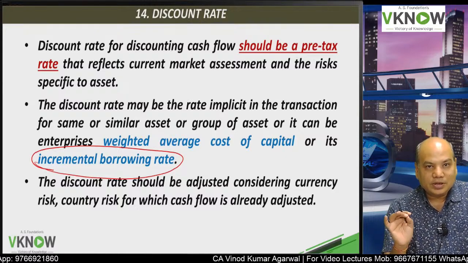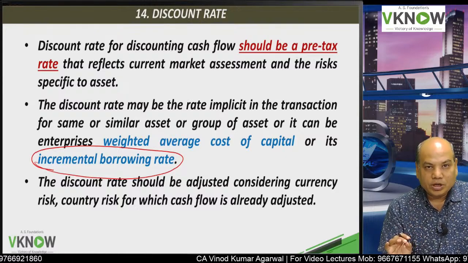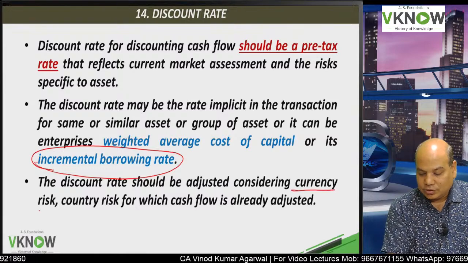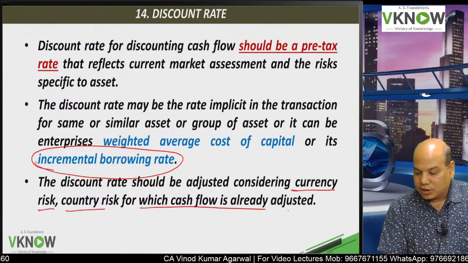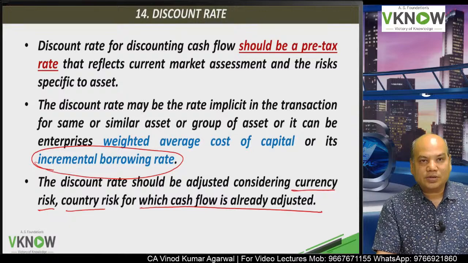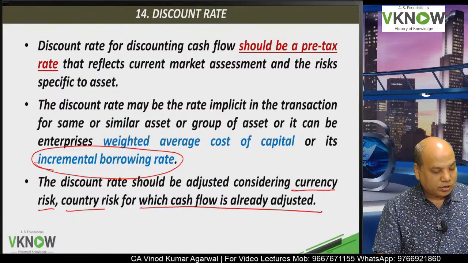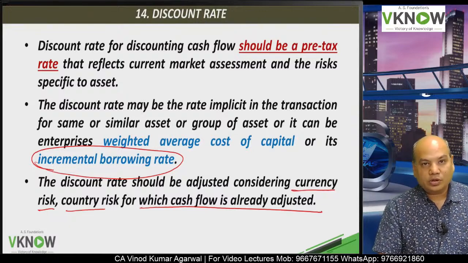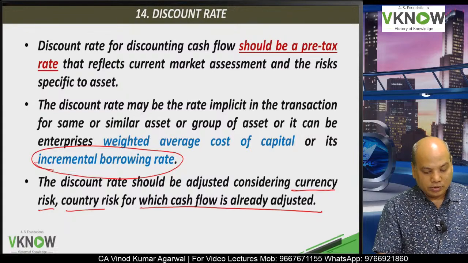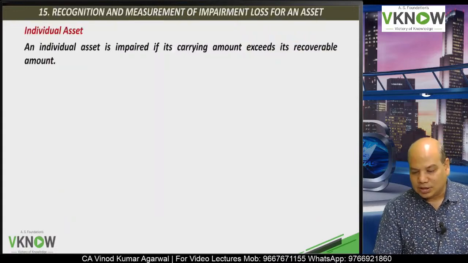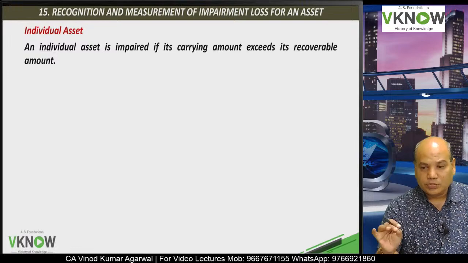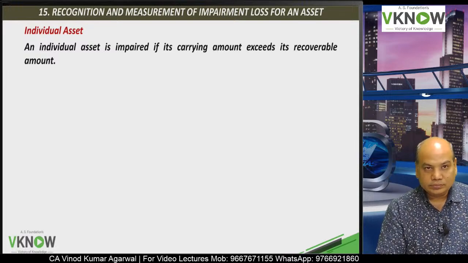And while estimating the discount rate, we have to take care of currency risk and country risk, for which the cash flow is already adjusted. Like in one previous question number 5, cash flow was in dollars, so my discount rate was a US dollar discount rate. Now comes the accounting part.